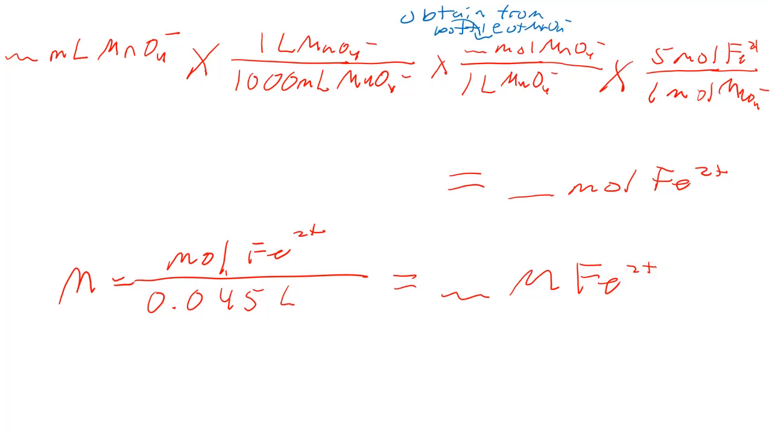in your solution. So you are going to do that for all 4 trials, and then you're going to calculate an average by adding up those molarities and dividing by 4. So that is the redox titration experiment.